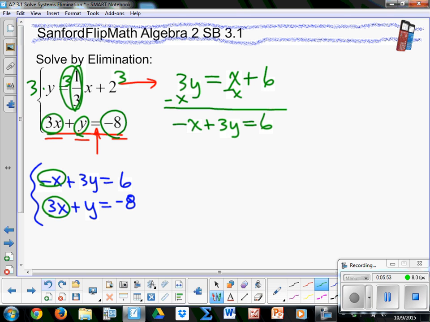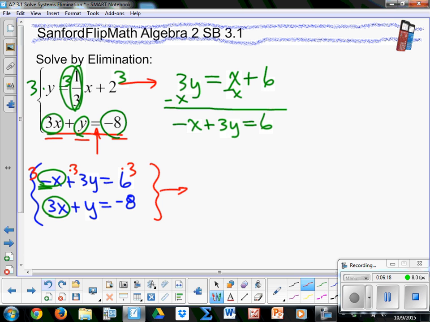Okay, and I know some of you are saying, what about the y's? That's okay, that would work too. So let me just deal with the x's. I want the same coefficients, but with opposite sign. This already has the opposite sign. So I'm going to multiply this top equation by 3. When I multiply an equation by a number, I have to multiply both sides. So I'm multiplying all 3 of these by 3.